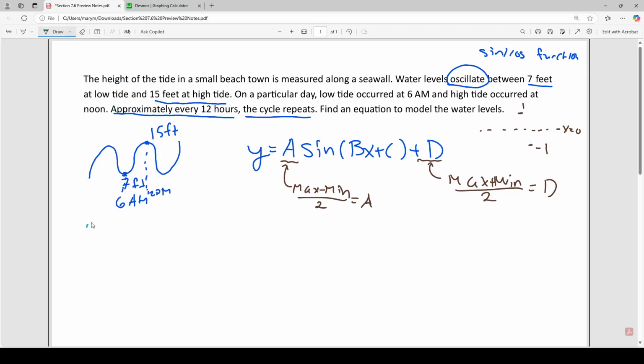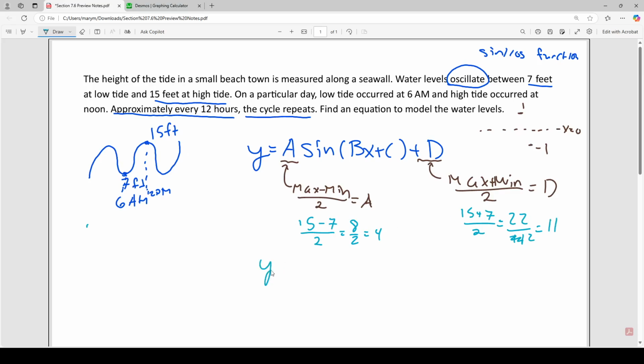So here in particular, the maximum is 15 feet and the minimum is 7 feet. If I do 15 minus 7, that gets me 8, divided by 2 gets me 4. In order to find the new vertical shift, that would be the maximum plus the minimum divided by 2. 22 divided by 2 gets us 11.